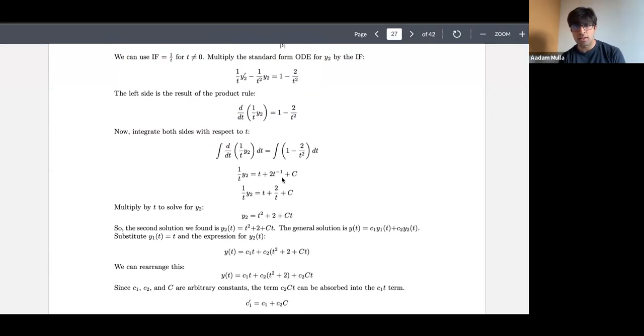To be honest, if the C stuff was a little bit confusing, you could have also just omitted the C here, if it makes it a little bit cleaner. If you just omit the C and don't think about it, then you're left with y2 equals t squared plus 2, and y1 equals t. Then your overall solution is y equals c1 times t plus c2 times (t squared plus 2). Either way.